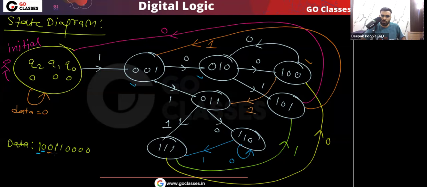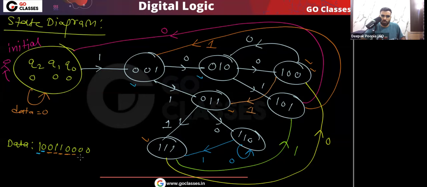Now we are in state 4. From state 4 on 1 where are we going? From state 4 on 1 we are going to state 3. From state 3 on 1 where are we going? From state 3 on 1 we are going to state 7. From state 7 on 0 where are we going? Sorry, from state 7 on 0 we are going to state 4.